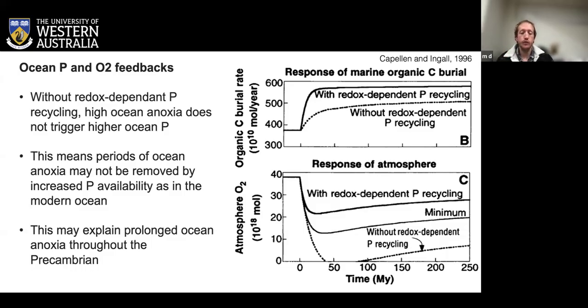ocean anoxia could have been prolonged, and therefore we could end up in a situation where we are locked in this low oxygen world because we don't have that P feedback, that phosphorus feedback to push our O2 levels higher and bring us out of this low oxygen world.